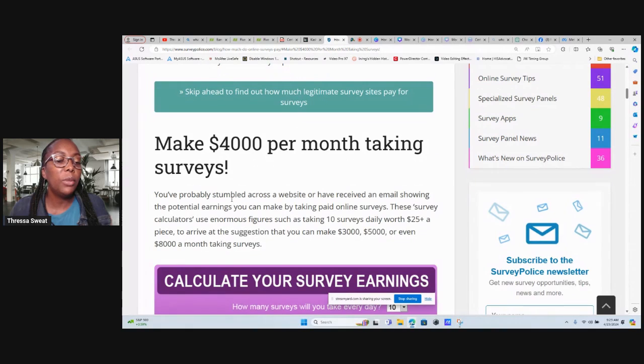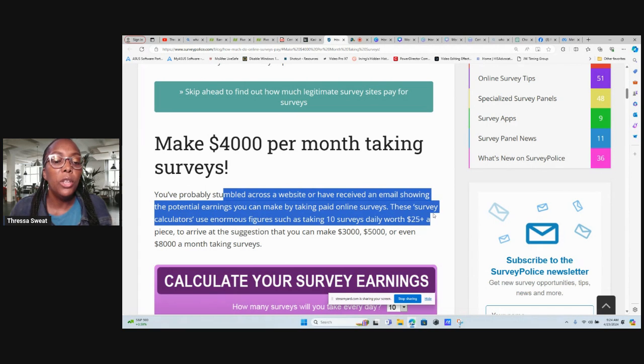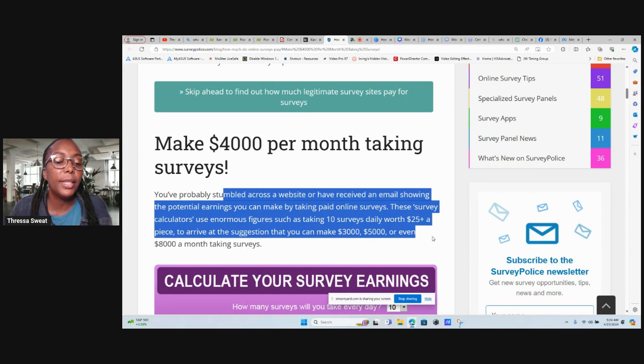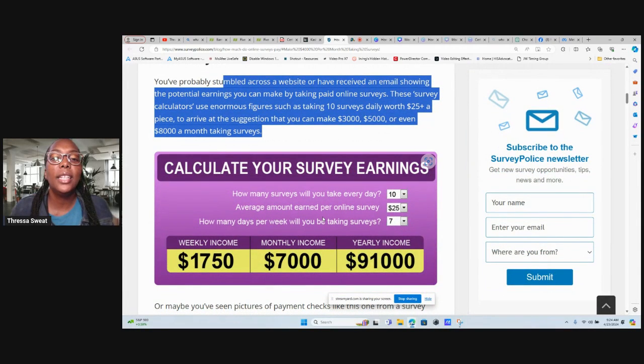So basically what they're saying is you stumble across a website or have received an email showing the potential earnings you can make by taking paid online surveys. These surveys calculate figures such as taking 10 surveys daily that are worth $25 plus apiece to arrive at the suggestion that you can make 3,000, 5,000, or even 8,000 a month taking surveys. Okay. These are the little things to get you in, to bait you in and make you think that you can make that amount of money.